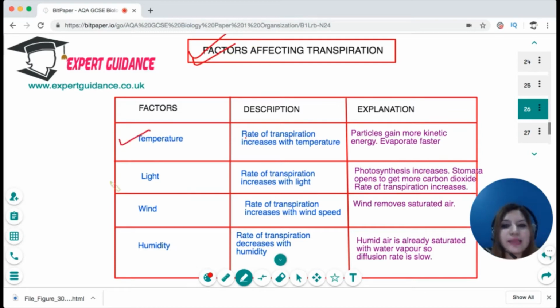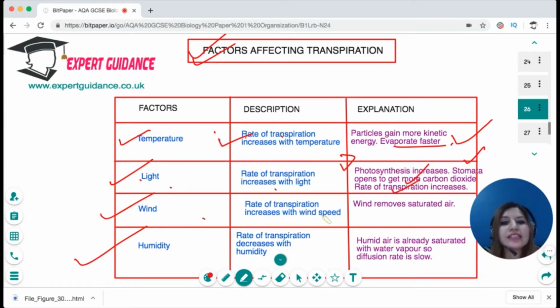Okay, now what are the factors that affect transpiration? It is temperature, light, wind and humidity. With an increase in temperature, the rate of transpiration increases because the particles gain kinetic energy. They start to evaporate faster. With light, the rate of transpiration also increases because remember, as photosynthesis increases, transpiration will increase, because as the rate of photosynthesis increases, stomata will open to take in more carbon dioxide, which increases transpiration.